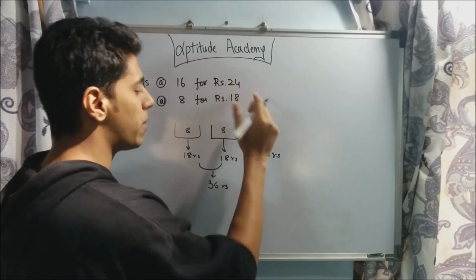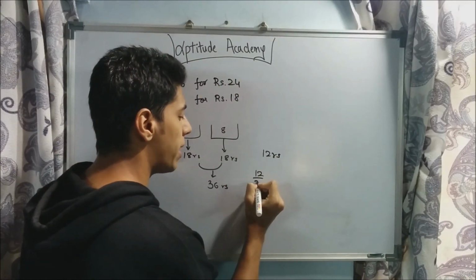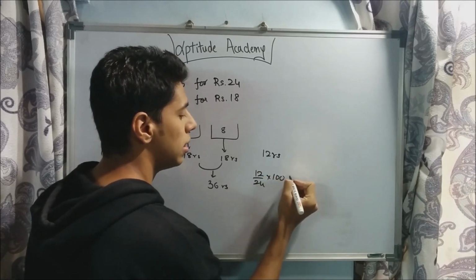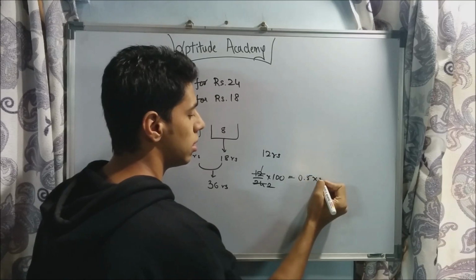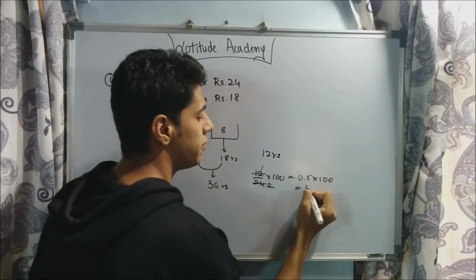Now to find the profit percentage, you take this difference, divide it upon the cost price. The cost price was rupees 24. So you will say 12 by 24 into 100. This will come out to be 1 by 2, so it's 0.5 into 100. That is 50%.